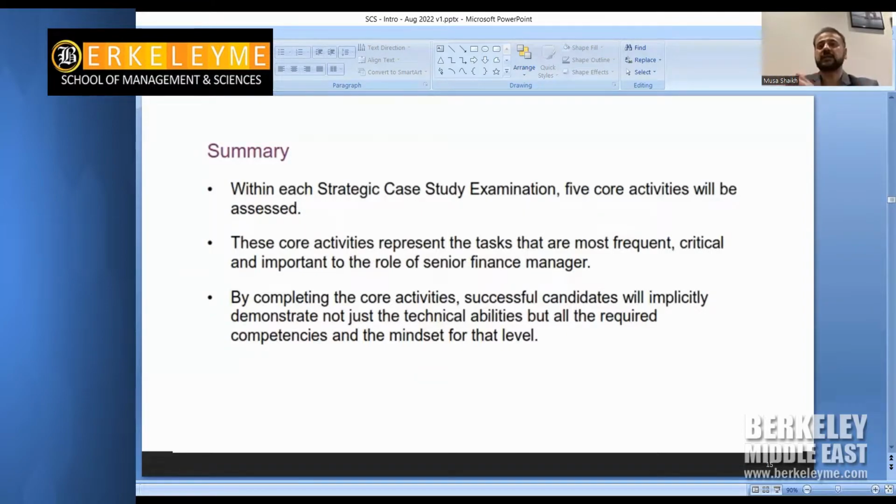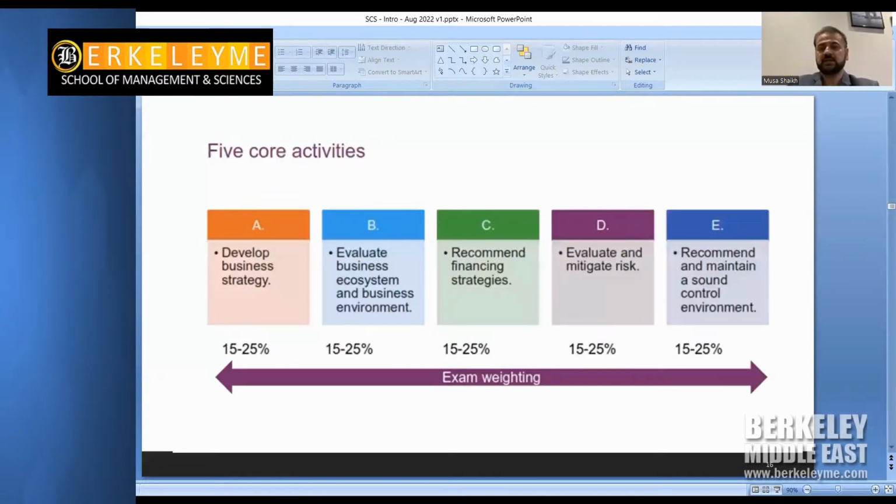So let's talk about the exam. We have 5 core activities. What are these 5 activities? These are A, B, C, D, and E. This I already explained to you in 3 categories. So 3 portions, 5 activities. That's how it works. But you can see that there's a business strategy ecosystem, this is 1. Financial strategy, 1. And risk management and internal control, this is 1 portion.